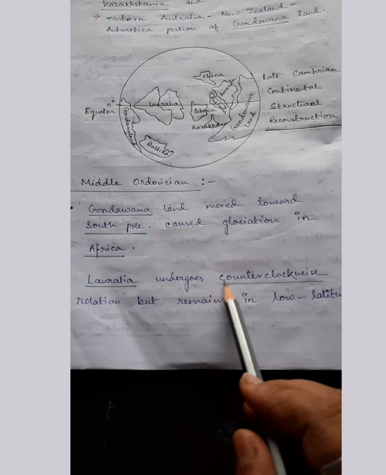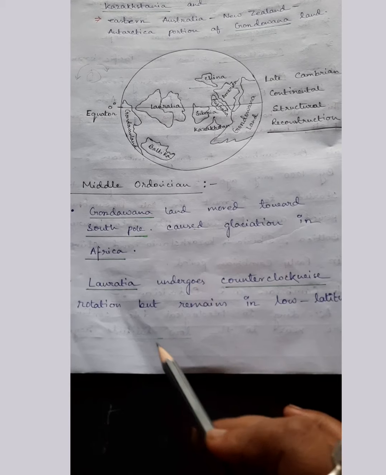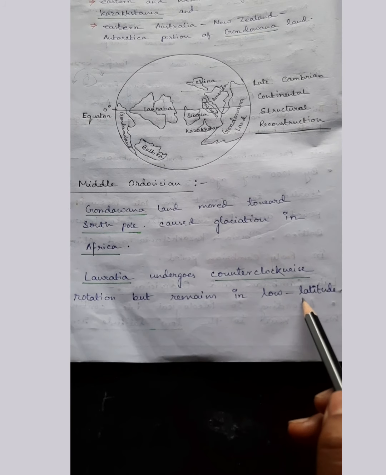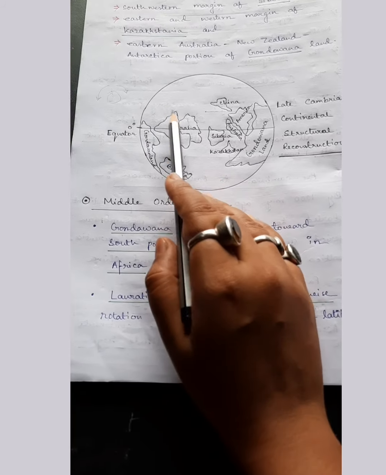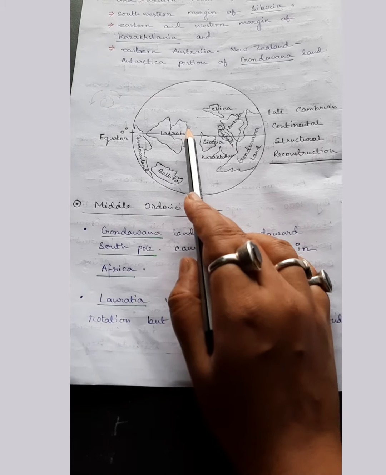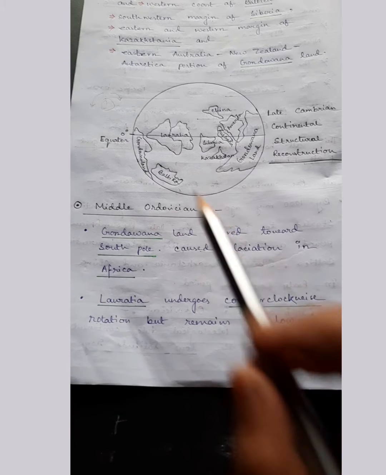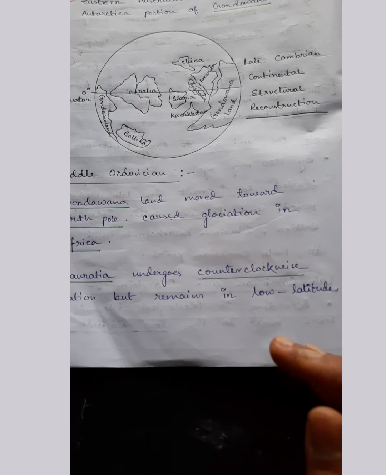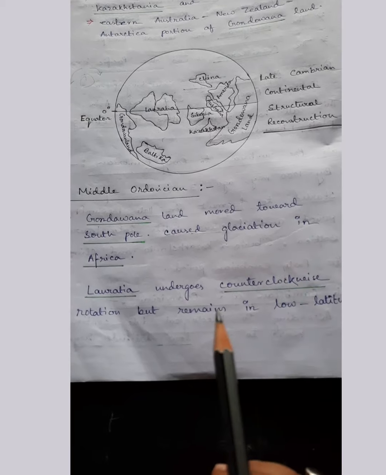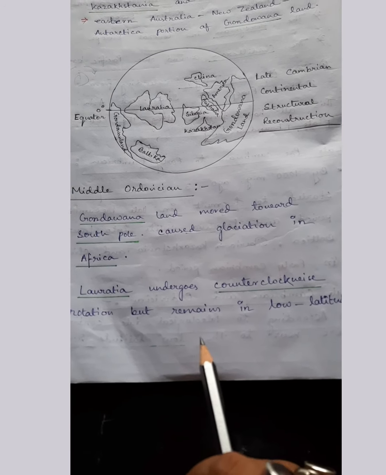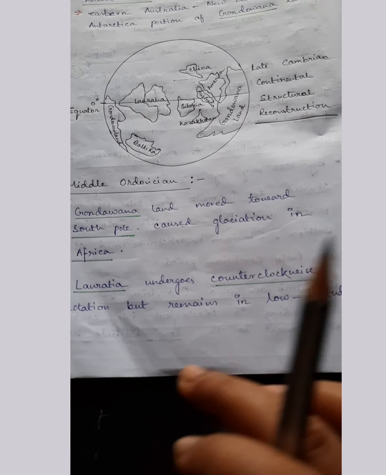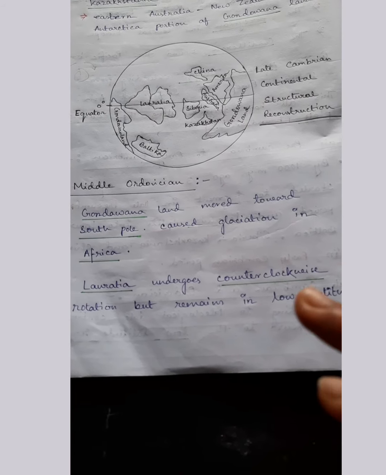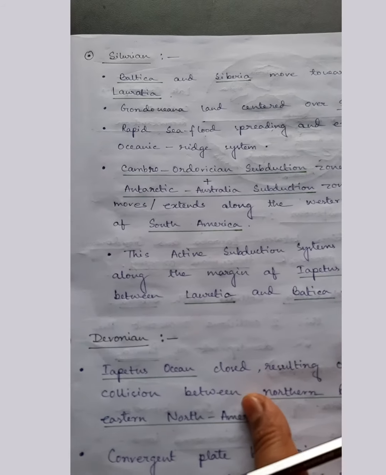And Laurasia undergoes counterclockwise rotation and remains in a low latitude. So obviously Laurasia started to move counterclockwise, that means against the clockwise direction, and remains in the low latitude. Laurasia moves in a counterclockwise direction towards the south pole, but still it remains in a low latitude region, that means near the equatorial region.